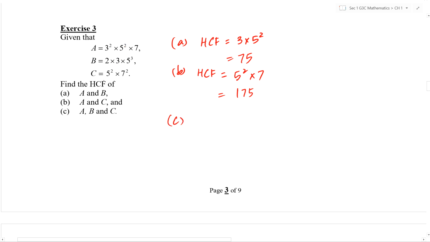Right? Okay, next one, part C. For A, B, and C, 2 is not common. 3 is not common. Only 5 is common. So 5 squared over here, there's 5 cubed over here, there's 5 squared. So the common one must be 5 squared. 25. First one got easier method. What's the easier method?